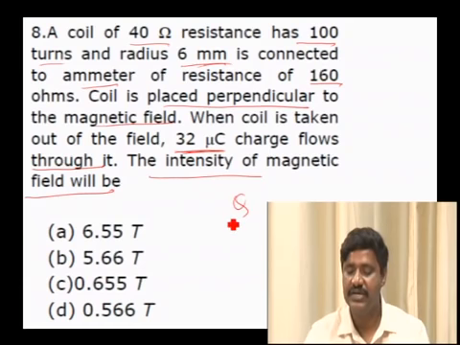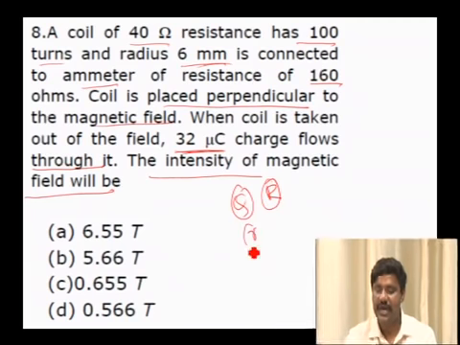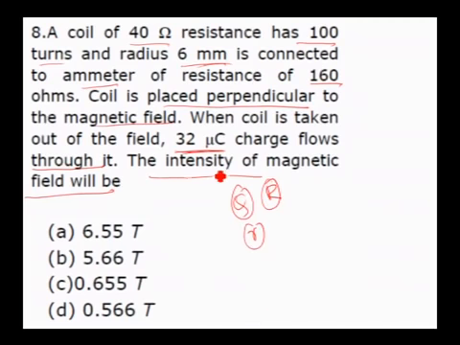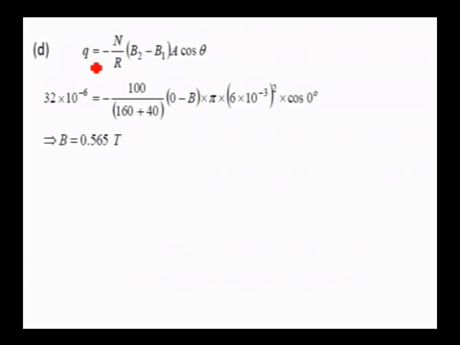We have charge here, we have the resistance here, and we have the radius here. Using the charge, the resistance and the radius, we have to determine the magnetic field. Just look at the steps. We have the charge expression as I did in the last class, Q is equal to d phi by R. So d phi by R means 1 by R into, we have d phi is N into B2 minus B1 into A cos theta.